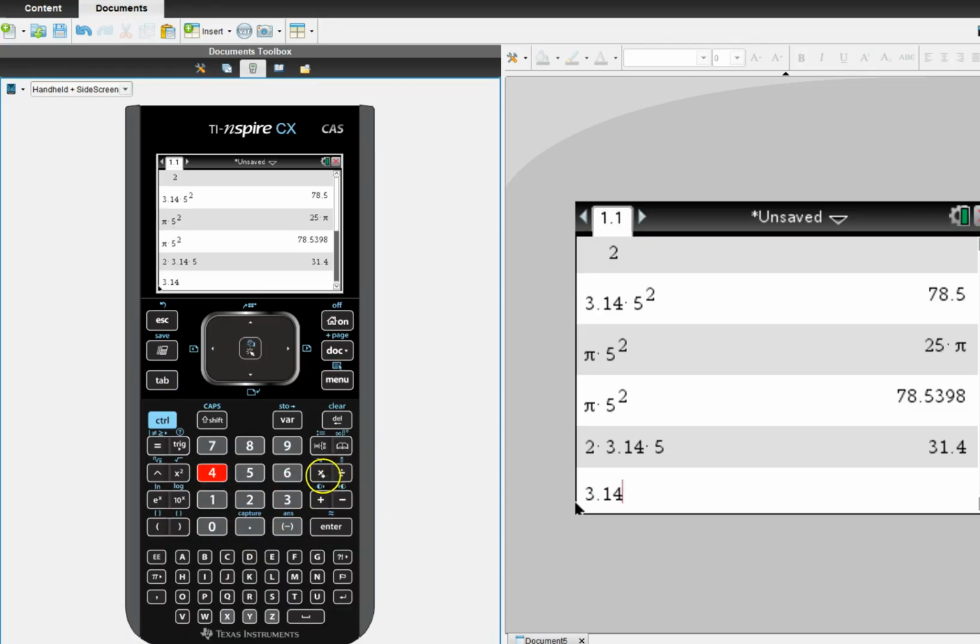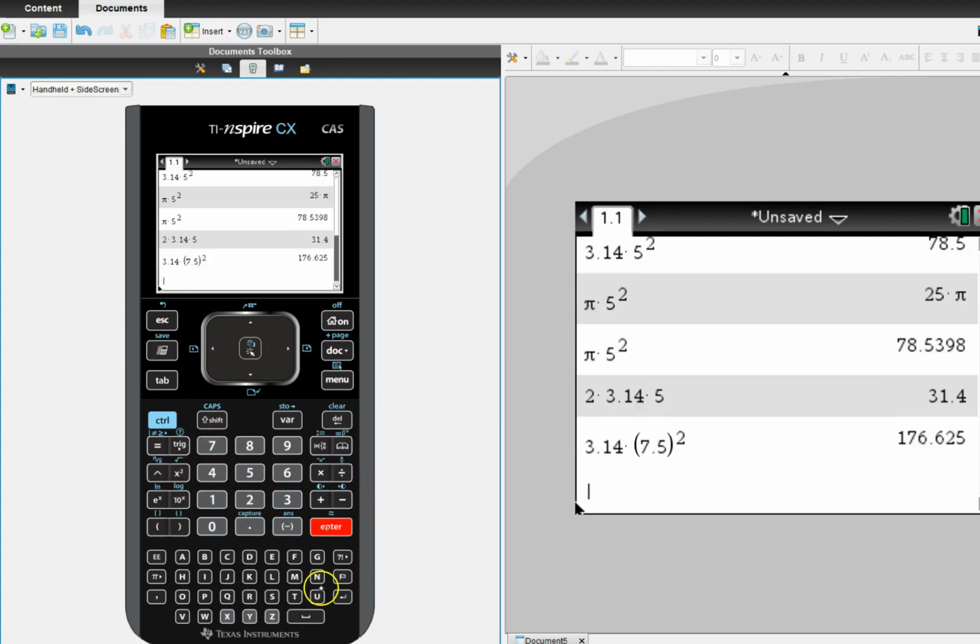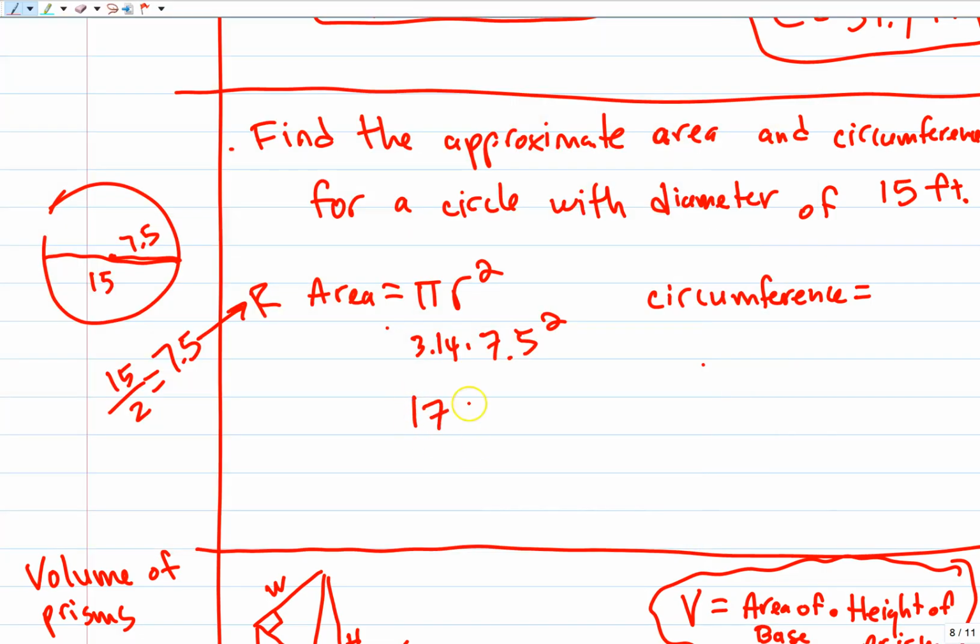3.14 times 7.5 squared. 176.625 feet squared.